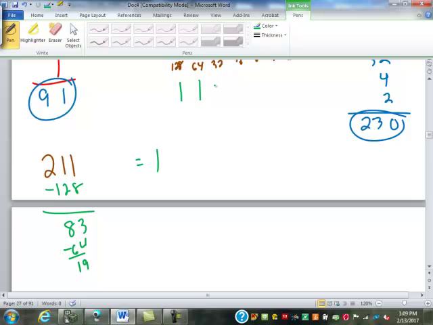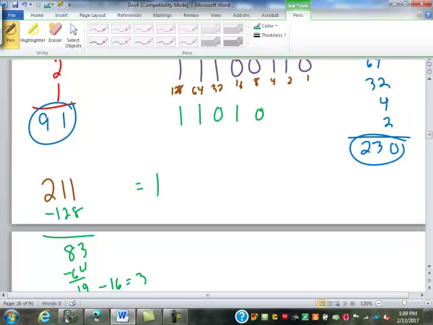Can I take out a 32? No. Can I take out a 16? Yes. So I put a 1 in the 16, leaves me with a 3. Can I take out an 8? Nope. A 4? No. A 2? Yep. So 3 minus 2 is 1. Leaves me with 1. So there it is, 11010011.